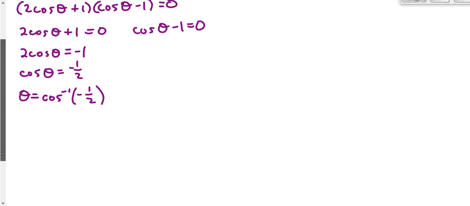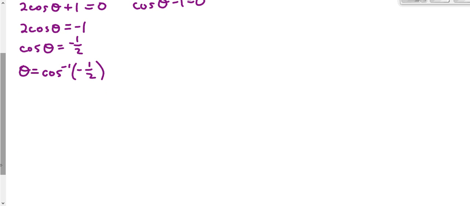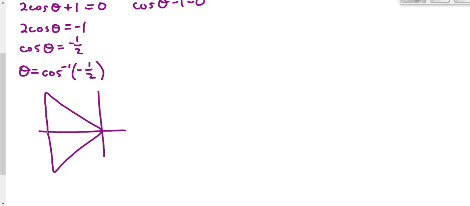Now we think about what this means. So where is cosine negative? Cosine is negative in quadrant 2 and quadrant 3. So we could draw a reference triangle in quadrant 2 and a reference triangle in quadrant 3. Cosine is adjacent over hypotenuse, so the adjacent is 1 or negative 1, and the hypotenuse is 2. So we know that means that our opposite side is square root 3. So we know that we have a 60-degree reference angle.